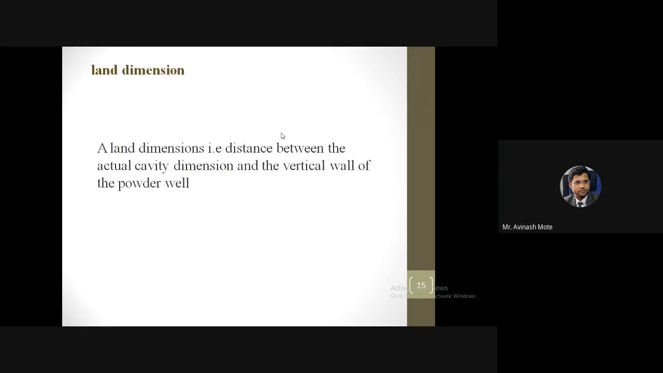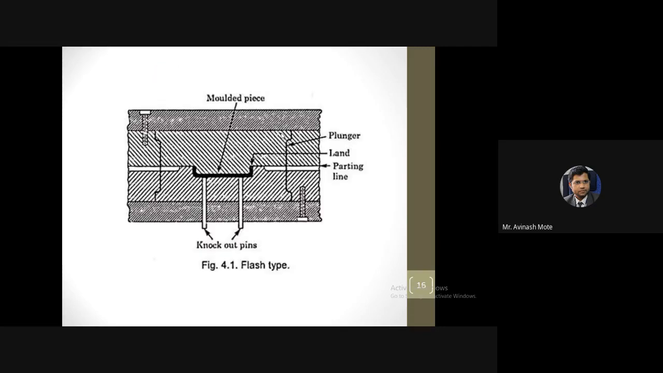And the next one is the land dimension. A simple parameter. Land means for the landing purpose. Land dimension is the distance between the actual cavity dimension and the vertical wall of the powder well. Don't get confused, I will show it to you here. For landing purpose. See here, this is the actual cavity dimension and this is the extra space provided. So in this case, here is the land, or this is the land surface. Look at the cursor here.